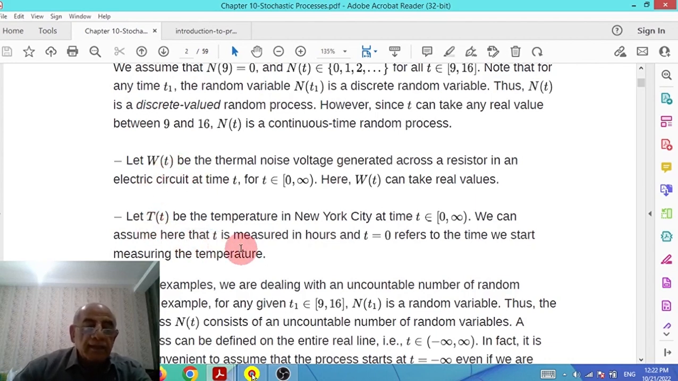Okay, so at time t, measure noise or measure heat. Okay, here Wt can take real value. For example, thermal.